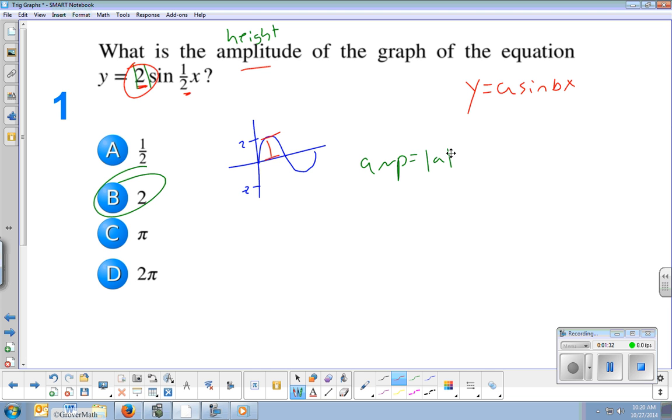But you have to do absolute value, because even if this was y equals -2 sine x, your amplitude would still be +2. Because a -2 sine x graph would simply look like that. It would go down first, but it would still go as high as 2. So your amplitude is always going to be a positive number. It's a positive height. Even if you start down first, you will eventually go up. And so that is amplitude.